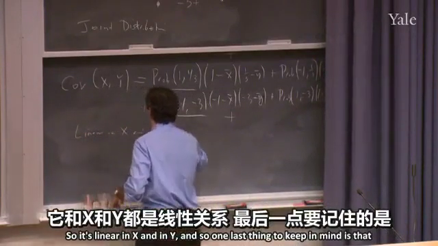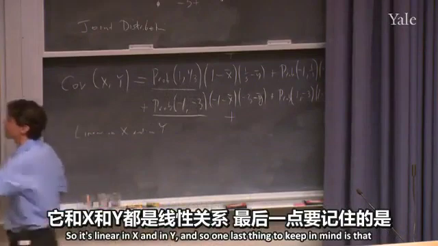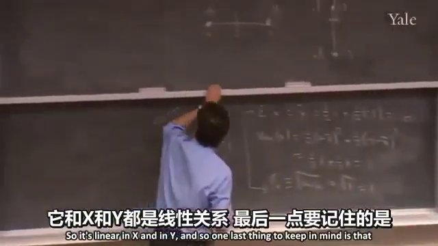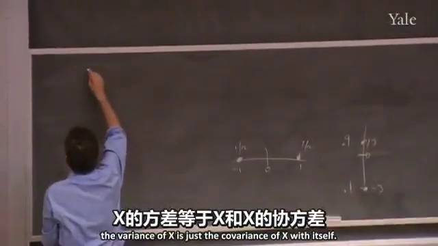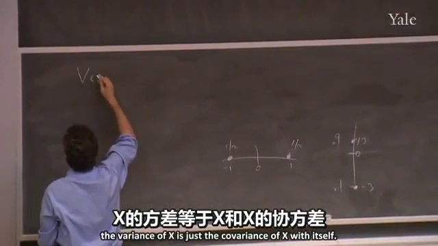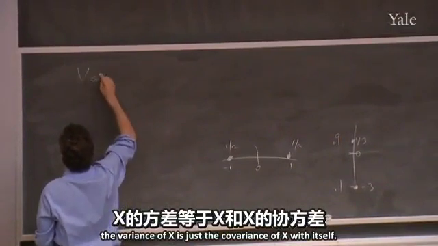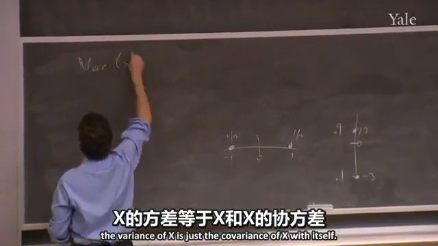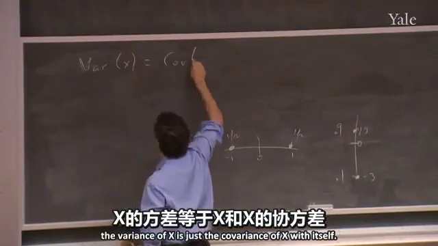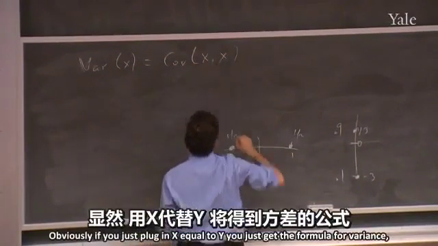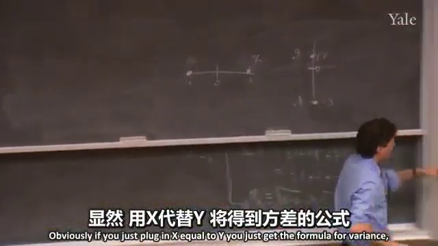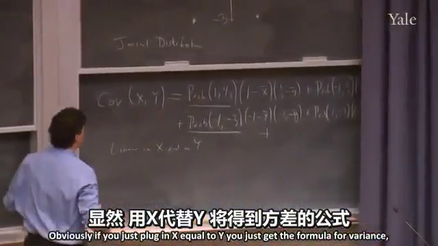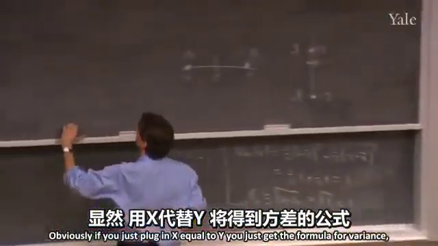and in y. And so one last thing to keep in mind is that the variance of x is just the covariance of x with itself. Obviously, if you just plug in x equal to y, you just get the formula for covariance.